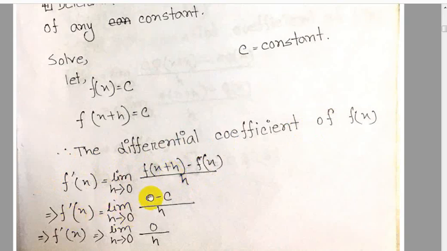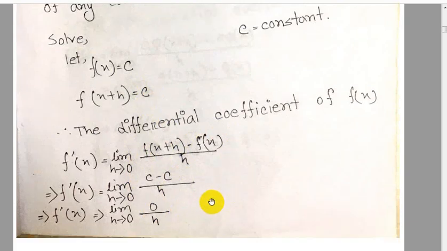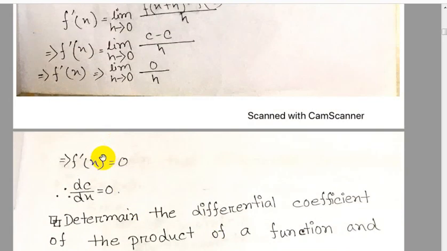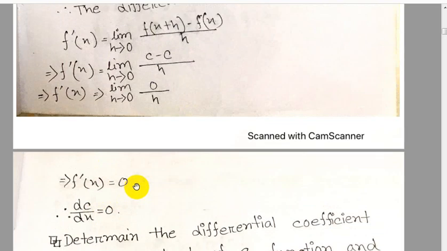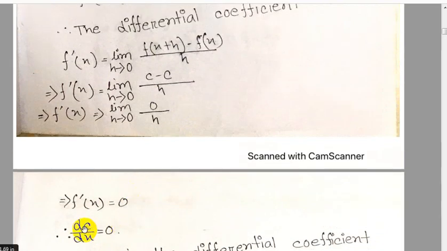Here we'll put the functional values of these two terms, which are c. f of x plus h is equal to c, and f of x is also equal to c. Therefore this becomes c minus c divided by h. c minus c is equal to 0, so 0 divided by h is actually 0. That means the differential coefficient of any function comes out as 0.